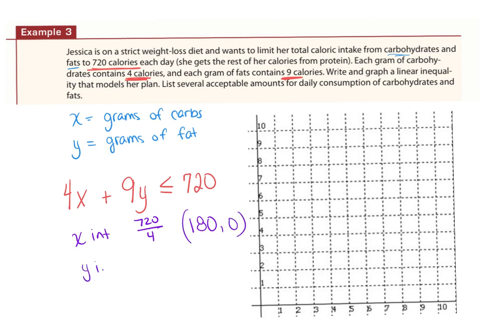The y-intercept, well, how do I find that? I take that same 720 and I divide by the number in front of my y. And so that one is going to be 72 divided by 9. That's a little bit easier. That's going to be 80 for that one. So you see why I'm not going to go in units of 1. I would have to draw a really huge graph if I went by ones, okay?